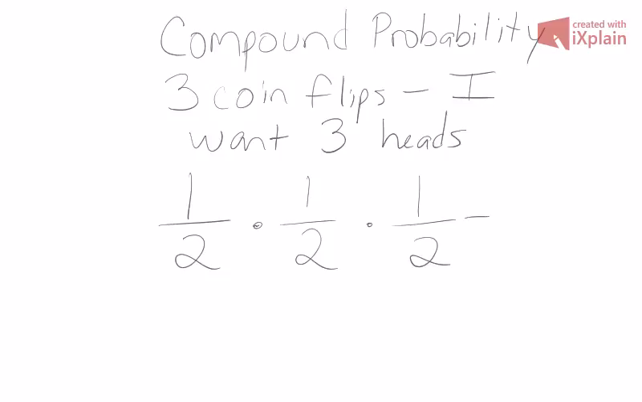So I multiply fractions, so I'm going to multiply the top times the top and the bottom times the bottom. Okay, so 1 times 1 times 1 is going to give me 1. 2 times 2 times 2, well, that's going to give me 4 times 2, which is 8. So my probability would be 1 out of 8 if I wanted to get 3 heads in a row. So I have a 1 in 8 chance. And then we could convert that to a decimal or percentage if the question was asking for that. So let's take a look at another example.